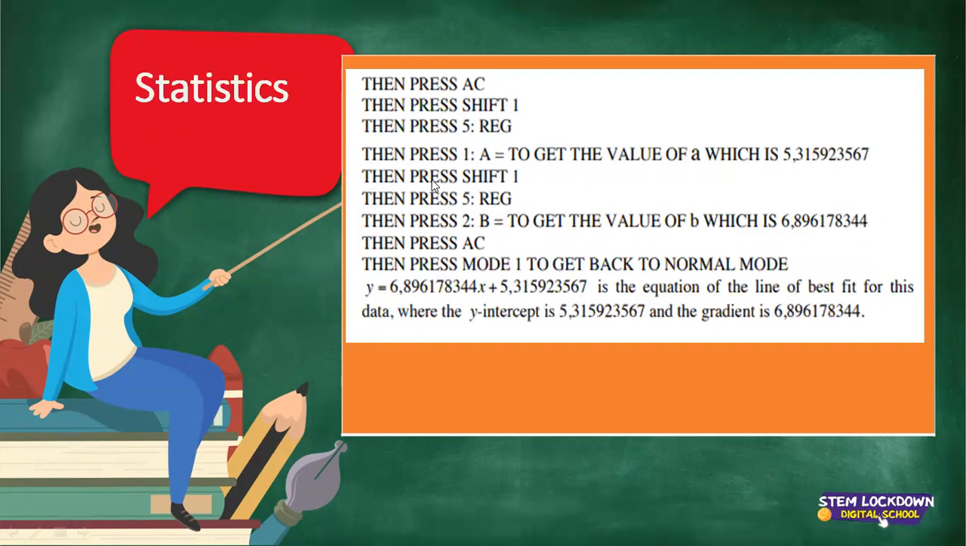And then to get your B, you press Shift 1 again. Then you press 5 for regression again, and then you're going to see B. You press 2 for the B. The 2 indicates the B. So with the calculator, if you do this, the value for your B will show up in your calculator. It's your B value, which we now have to put in your equation.